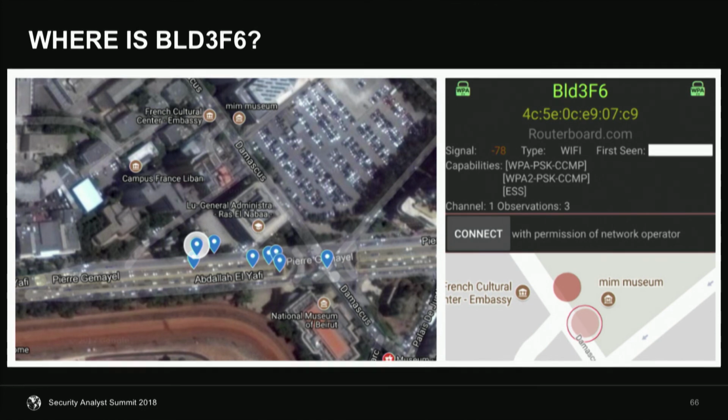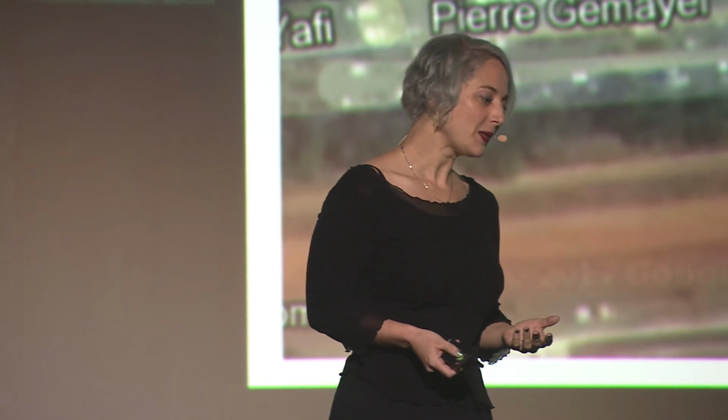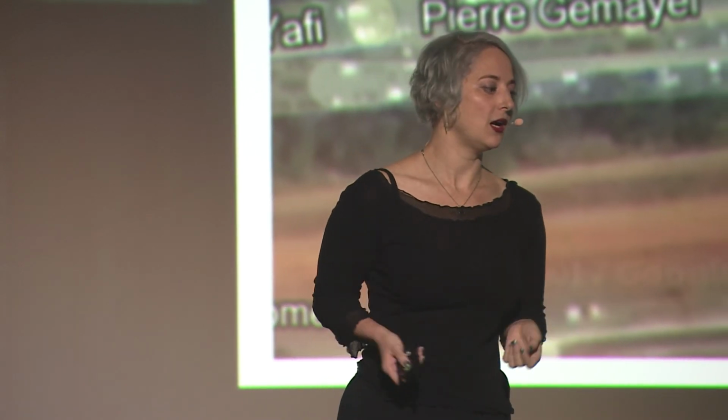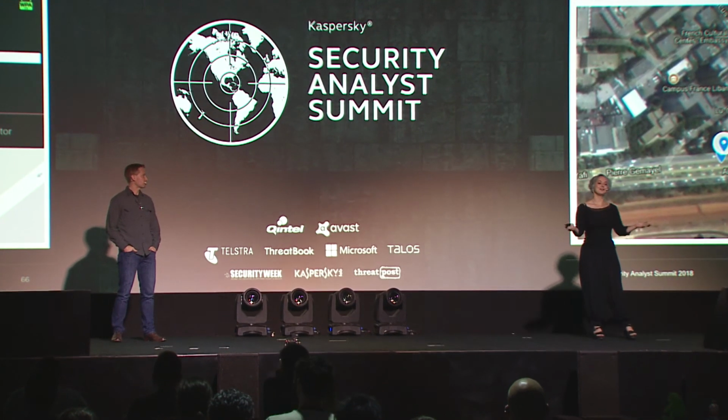But it's not like all of these dots are sitting on top of a building, because they're not. And GPS is, honestly, not that accurate, as anybody who has ever tried to get directions with spotty internet has experienced. So we sent someone to Beirut. We sent them to go wander around this area and look for the BLD3F6 Wi-Fi. And we found it.